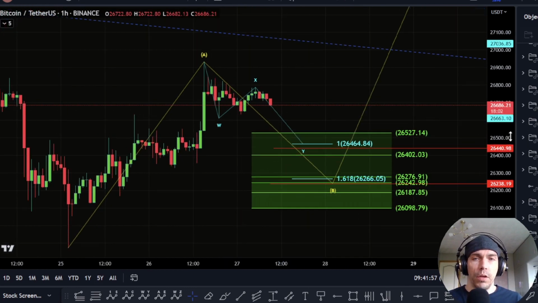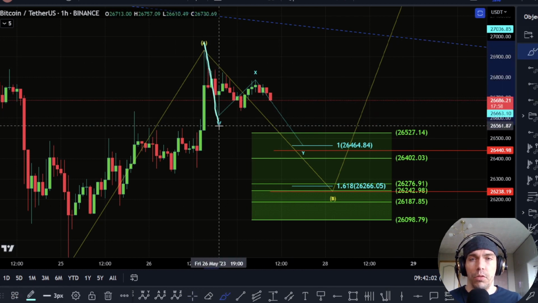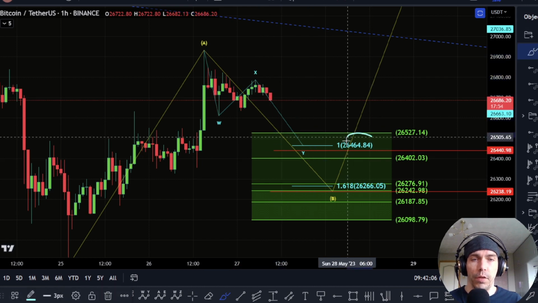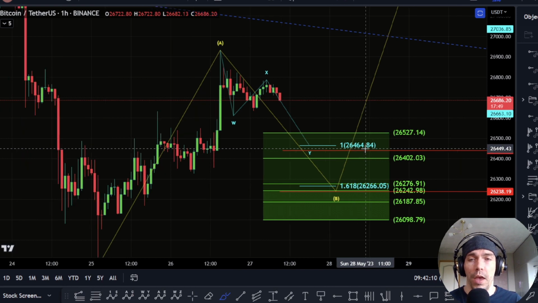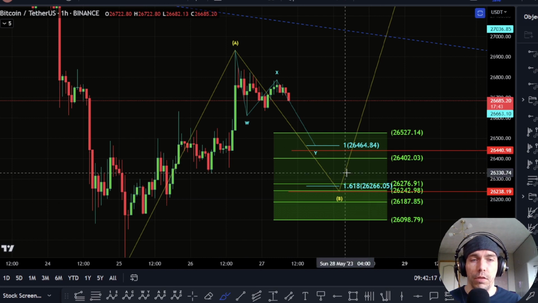Now, what I'm looking for here is basically within the structure, we have this potentially as a W wave to the downside. This is an X, and then looking for the possibility of this Y wave. This Y wave could potentially bring us down here towards this 26,464 area. Now, this would be an interesting level because we also do have a daily naked point of control here towards this zone of this 26,440.